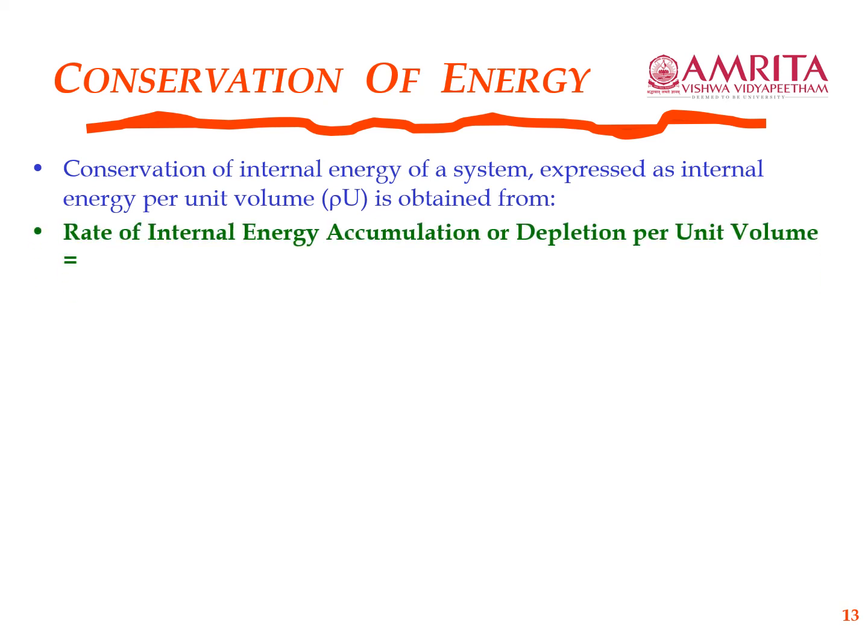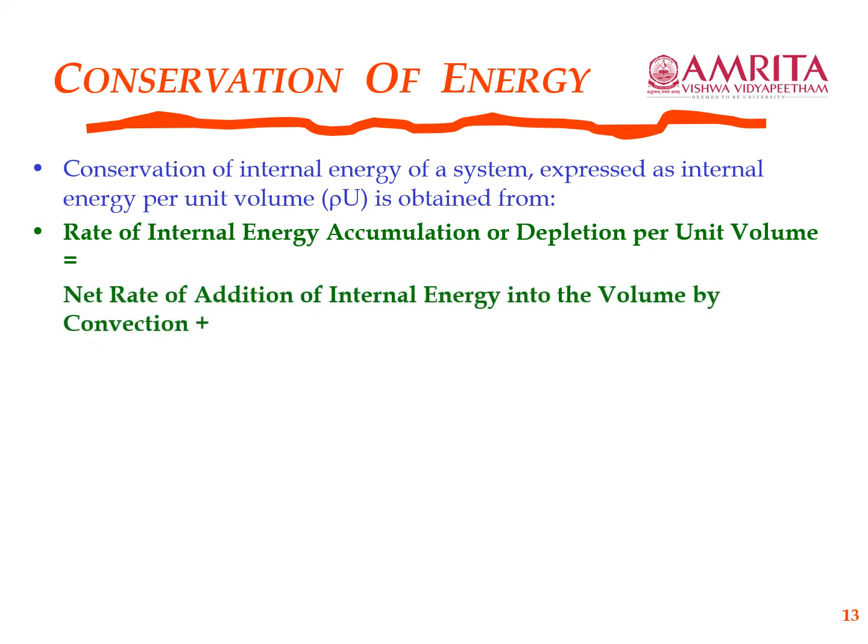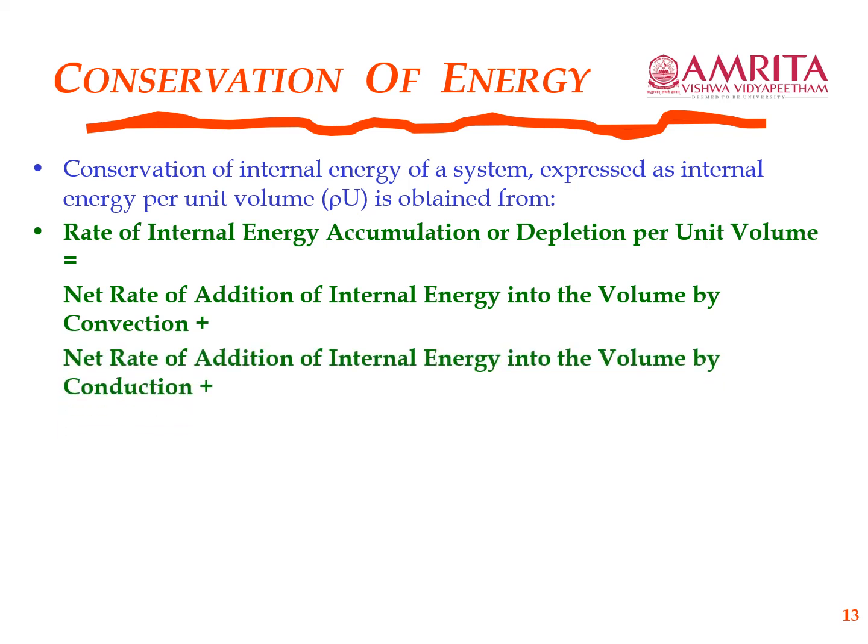Now if you look at the rate of internal energy accumulation or depletion per unit volume, this would be given by the net rate of addition of internal energy into the volume by convection. Now in this I am writing both the in term and the out term, so the in minus out is captured in this one term. So this is the net rate of addition of internal energy into that particular volume by convection. And then you have, of course, some specific molecular transport mechanisms of energy. First one that we are looking at is conduction, right?